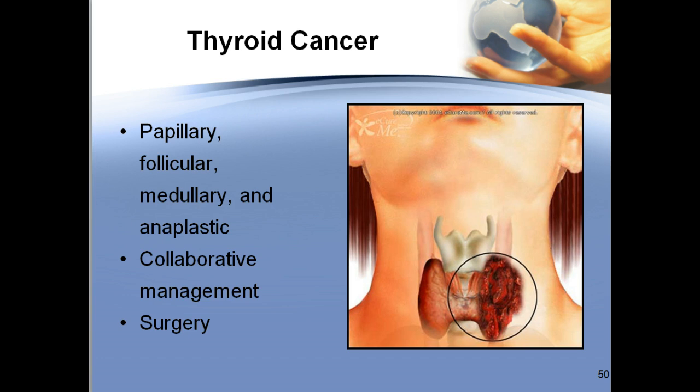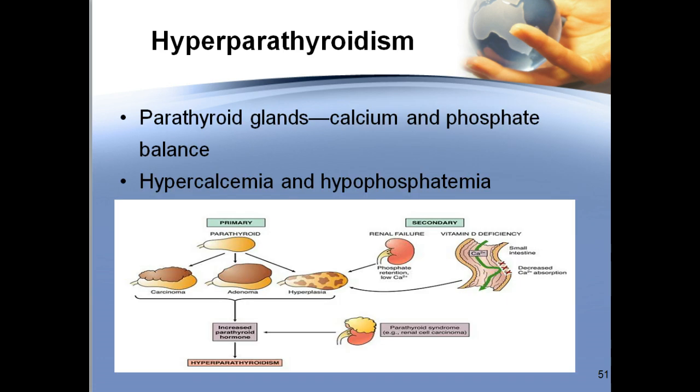And it just kind of depends on what grade the tumor is and how long it has been, whether they do it surgically or not, and how they collaborate. So it really wasn't very clear on that. Then you have hyperparathyroidism. As I told you earlier about the parathyroid glands, they maintain calcium and phosphate balance.